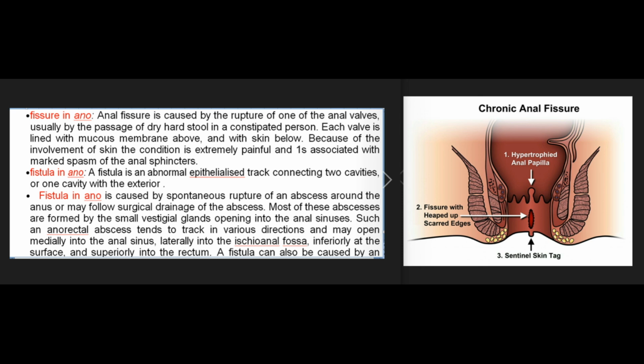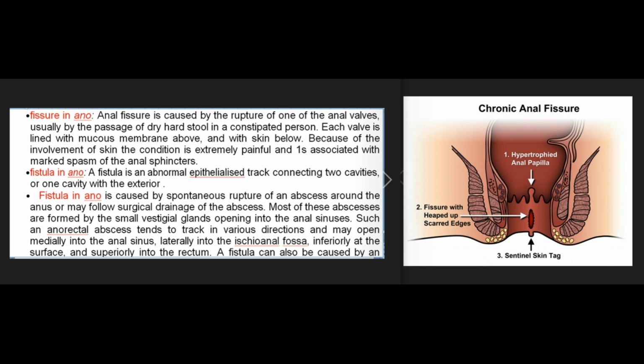Fistula in ano: a fistula is an abnormal epithelialized tract connecting two cavities, or one cavity with the exterior. Fistula in ano is caused by spontaneous rupture of an abscess around the anus or may follow surgical drainage of the abscess. Most of these abscesses are formed by the small vestigial glands opening into the anal sinuses.